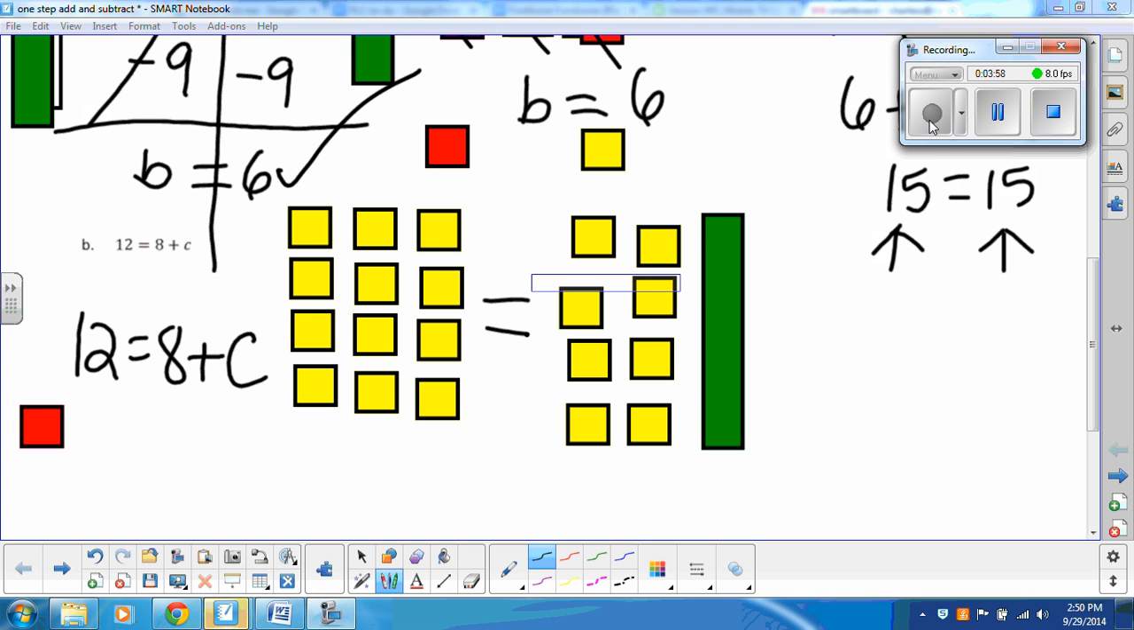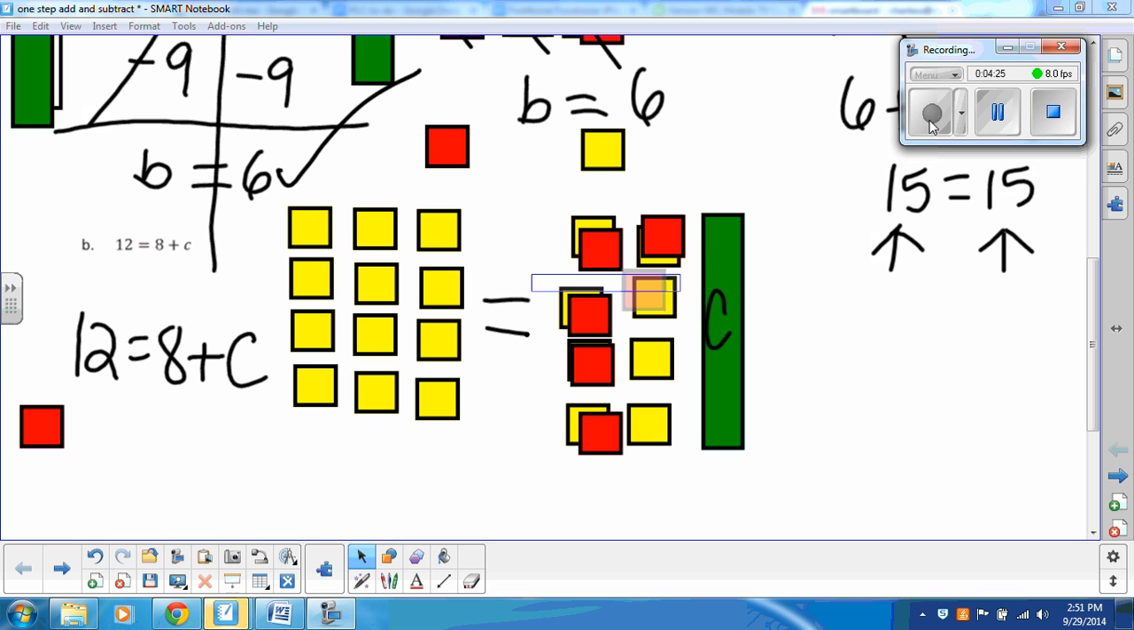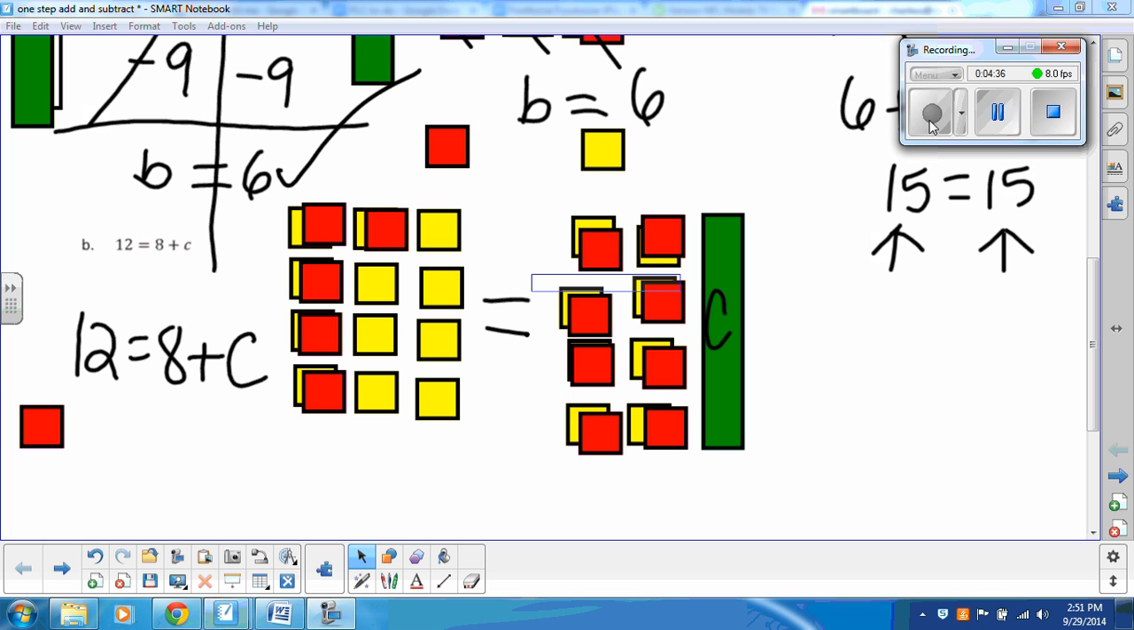So I have to look at the variable, which is c, indicated with a green stick that represents a positive c, and I have to look at what's attached to it. So I have 8 positives attached to the variable, and I have to do the opposite of to get rid of it. So if I have 8 positives, I'm going to put in 8 negatives to make 0 pairs, to make it go away, canceling it out. So if I put 8 on the right side of this equation, I have to put 8 on the left side of this equation, making 0 pairs and canceling the red and yellow out.